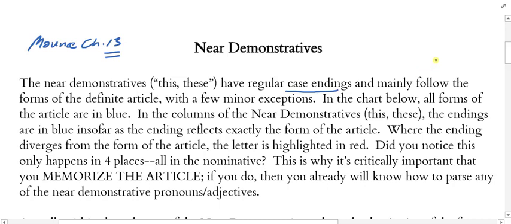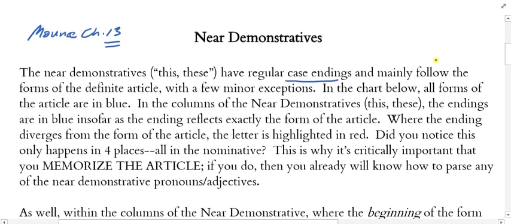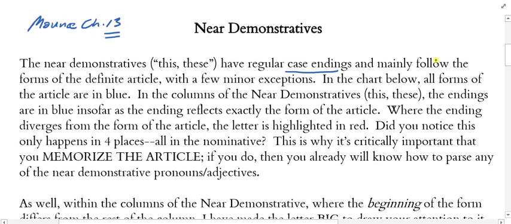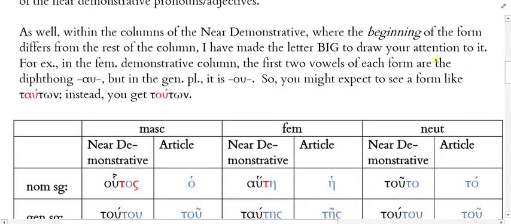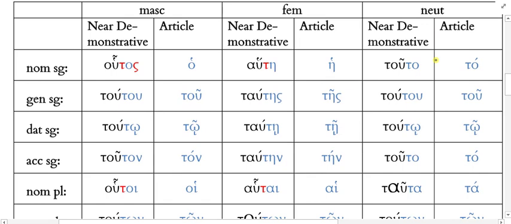So I have a chart here below of all the forms of the article in blue. And these are going to be next to the near demonstrative words. And their endings will be blue insofar as those endings reflect the form of the article. So we'll just take a quick look here. Notice my near demonstratives are on the left and my article are on the right. And you'll notice that they pretty much mirror each other. The back side of the near demonstratives will look just like the article, except for a few places. And where they differ, they're not both blue, but rather the differences are in red here.